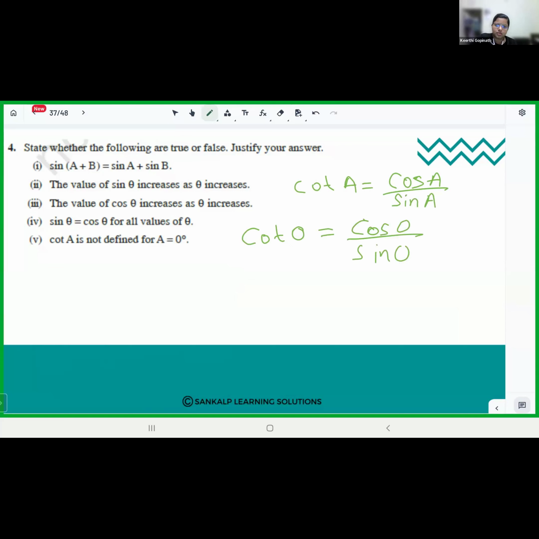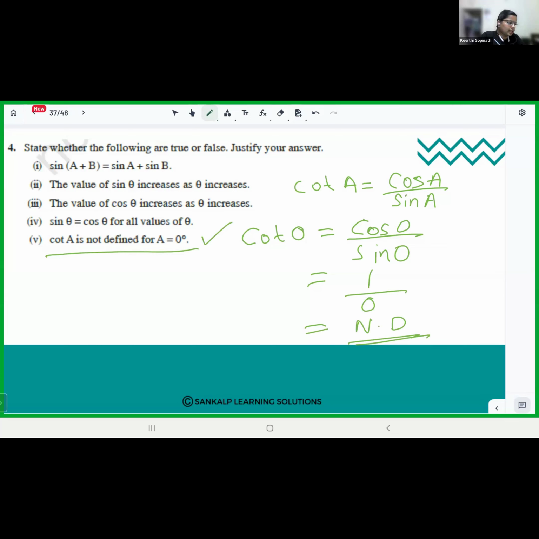What is the value of cos 0? Cos 0 is nothing but 1, right? And what is the value of sin 0? Sin 0 is equal to 0. So 1 by 0 is defined or not? It is not defined, right? 1 by 0 is not defined. So the given statement is right. Cot A is not defined for A equal to 0 degree. All right.